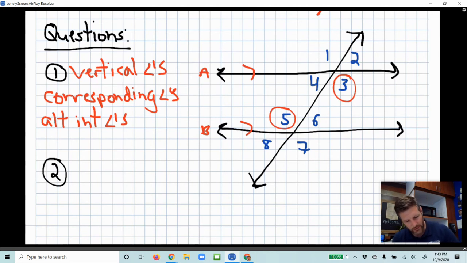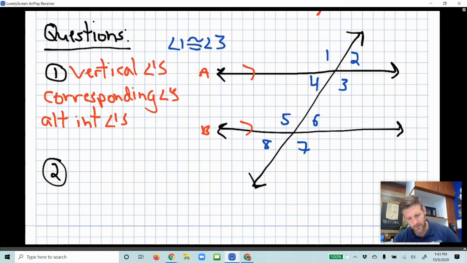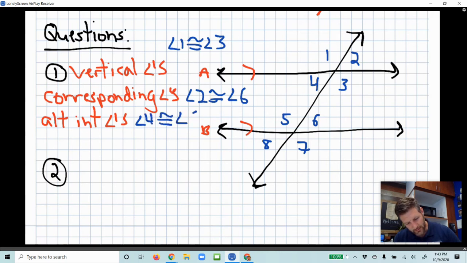So actually, what I want to do here is start giving an example of each one. So for vertical angles, let's give an example: angle 1 is congruent to angle 3. Corresponding angles, I'm going to say as an example, angle 2 is congruent to angle 6. And then alternate interior angles, I'm going to say angle 4 is congruent to angle 6.